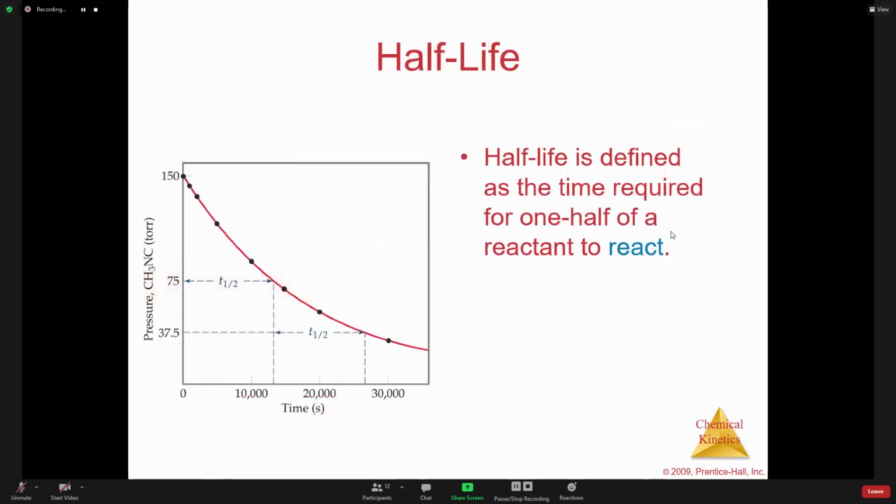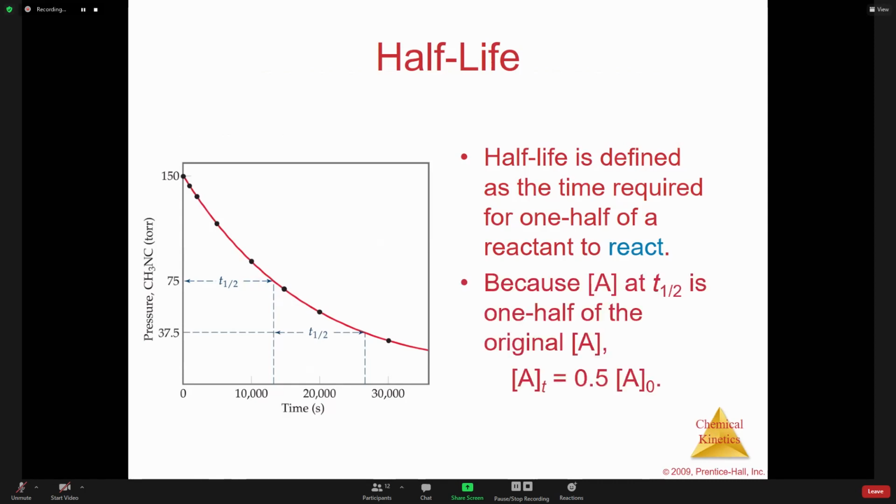Half-life is how much time for your sample to be 50% gone, 50% of it to react. So you can see here, this is a half-life. This went from 150 to 75, 75 to 37.5. So how much time to go from here to here, from here to here? That is your half-life. And half-life is a different equation, whether it's 0, first, or second order.